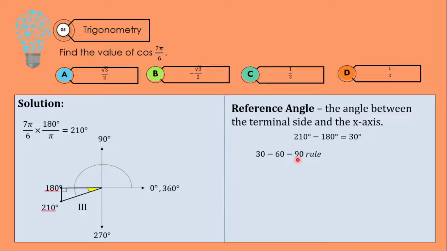the 30-60-90 rule. How does the 30-60-90 rule work? So we have here a right triangle whose two angles are 30 degrees and 60 degrees respectively. The side opposite 30 degrees is equivalent to 1. The side opposite 60 degrees is equivalent to square root of 3, and the side opposite the right angle is equivalent to 2. Now, since we're looking for cosine 30 degrees, we have to determine its adjacent and hypotenuse. So we have our adjacent here, square root of 3, and hypotenuse of 2. But since our adjacent is on the negative x-axis, therefore, it will become negative square root of 3 over 2. So our answer for this problem is letter B.